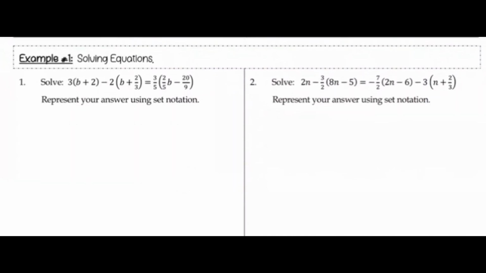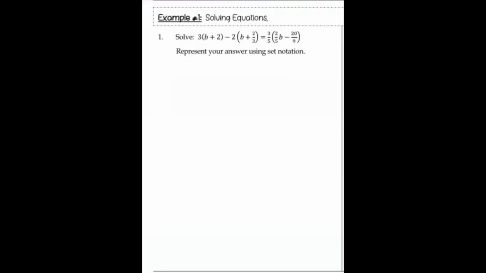Solving equations. For number one, solve 3 times (b plus 2) minus 2 times (b plus 2/3) is equal to 3/5 times (2/5 b minus 20/9). And we want to represent our answer in a notation known as set notation. Set notation is a way to write your answer, and the answer has to be within curly braces.